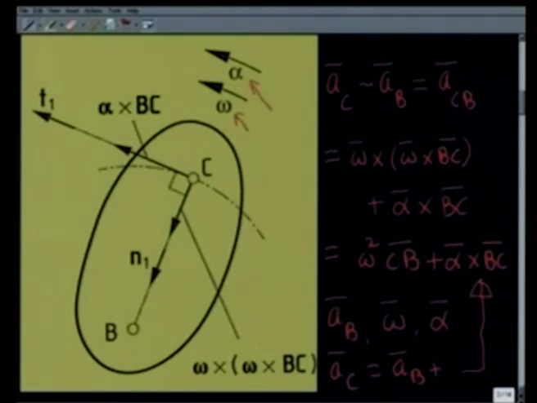So there can be 4 unknowns, namely 2 components of AB and omega and alpha, and then the acceleration of all other points on that same rigid body is completely known. These 2 pieces of information, as we shall see later, will be very useful for velocity analysis of mechanisms.